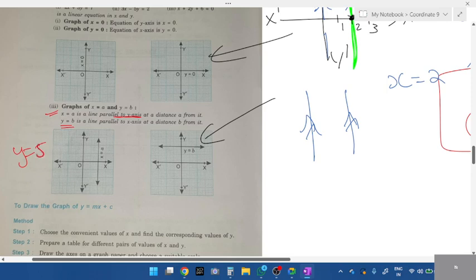In place of a and b, you can write 5, 6, anything. If y has a value, that line will be parallel to the x-axis. When something is parallel, parallel meaning 0. So x is equal to 0.